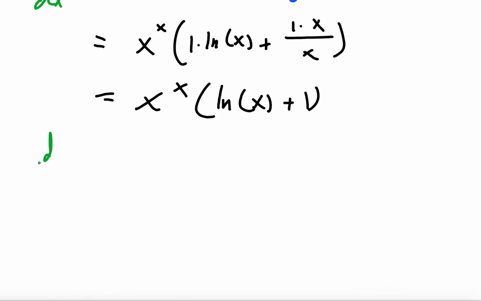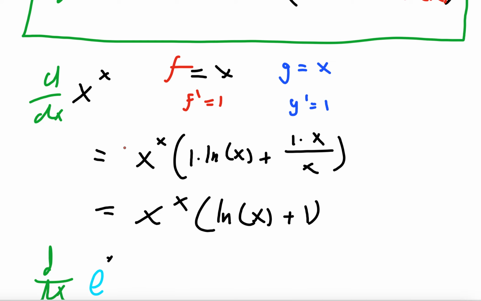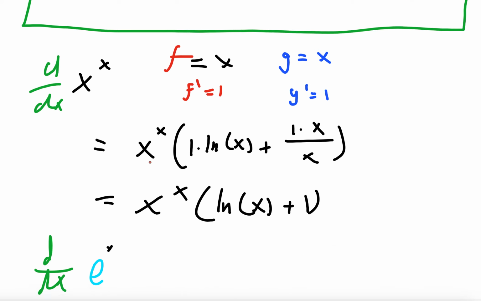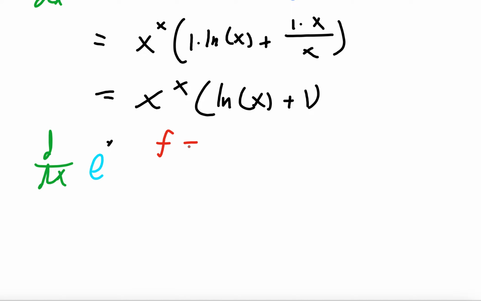How about another thing we looked at in the previous video, d dx of e to the x? In this situation, remember that the functions are only the base and the exponent. So here the base is e, so f is equal to the base, which is e, which means f prime, since e is a constant, is equal to 0. So be careful with that. And g is equal to x, okay? And then g prime is equal to 1.